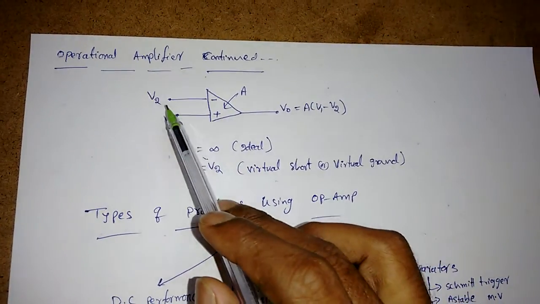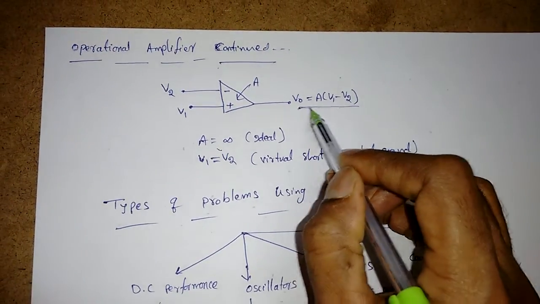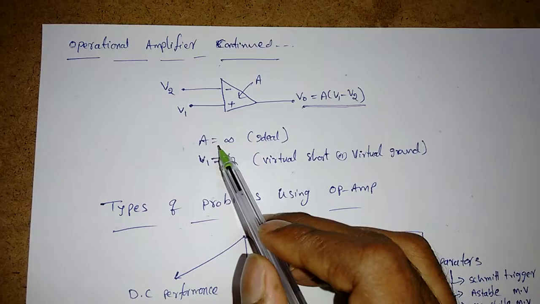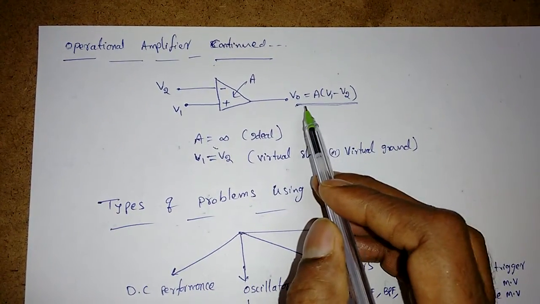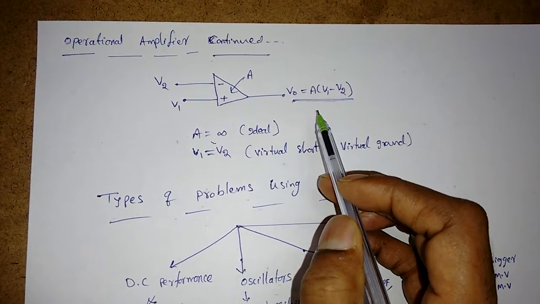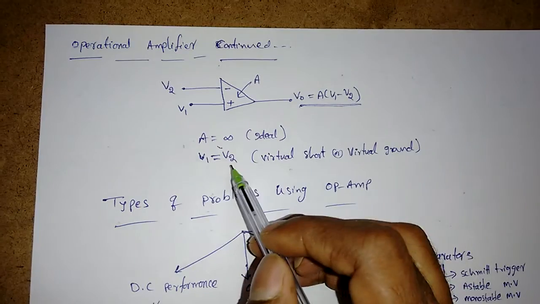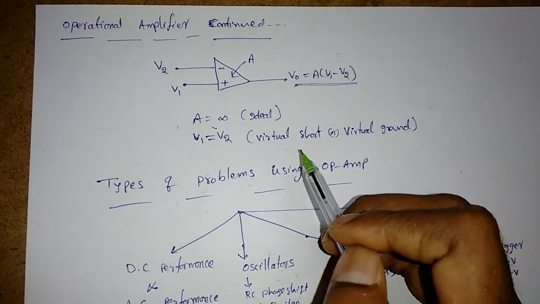Suppose there are V1 and V2 inputs, so we get V0 is equal to A into (V1 minus V2). If gain is equal to infinity, it is infinity into (V1 minus V2), so V1 minus V2 will become V0 by infinity. So V1 minus V2 is equal to 0, or V1 is equal to V2. This is the virtual short or virtual ground concept.